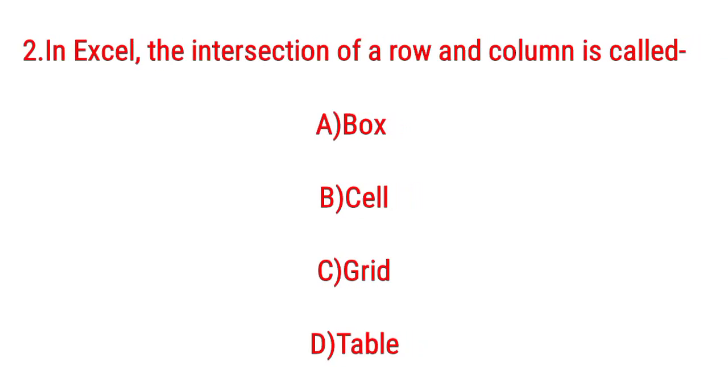2. In Excel, the intersection of a row and column is called A. Box, B. Cell, C. Grid, D. Table. Answer is B. Cell.